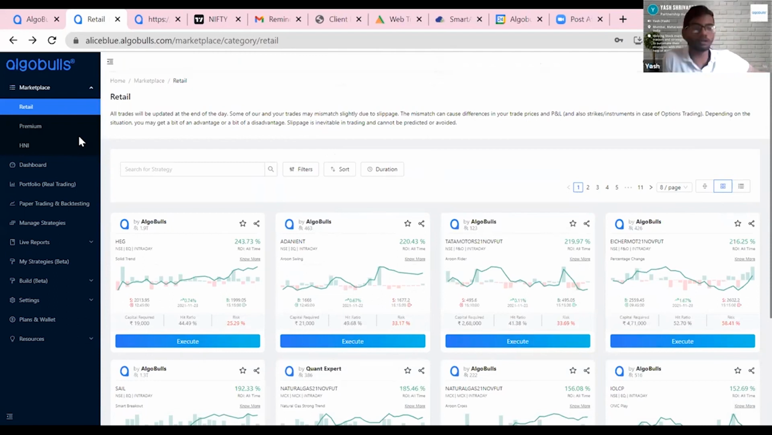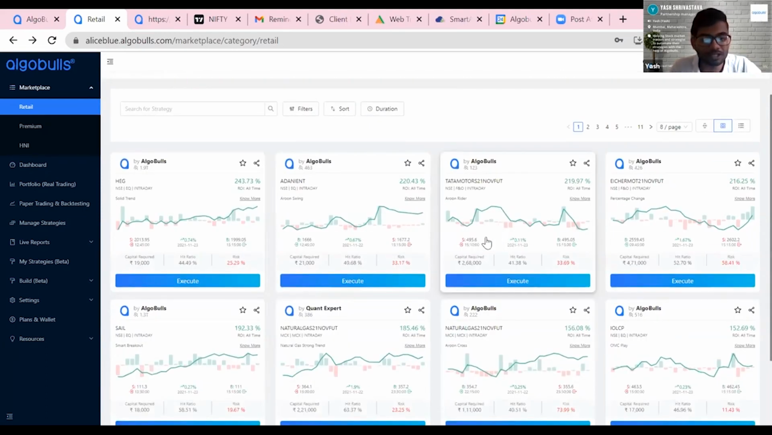Our marketplace is divided into three segments: retail, premium, and HNI. Let me break this down for you in simpler terms. Retail strategies are intraday strategies in the cash market or the futures market, which have low risk appetite as well as lower capital requirement. You can see here two of the intraday strategies on HEG and Adani. And here is a strategy on Tata Futures. You can see what the performance of this is.